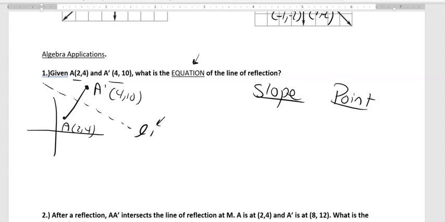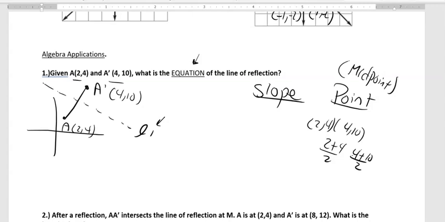What's like the midpoint thing of the 2 points? Great. The midpoint, we know that these points are equidistant from the line of reflection, so our point will be gathered by the midpoint. Let's go ahead and do that real quick. 2, 4, and 4, 10. When we find the midpoint, it's 2 plus 4 divided by 2, 4 plus 10 divided by 2, 6 divided by 2 is 3, 14 divided by 2 is 7. So we now know a point that is on our line. We now need to know the slope of our line.